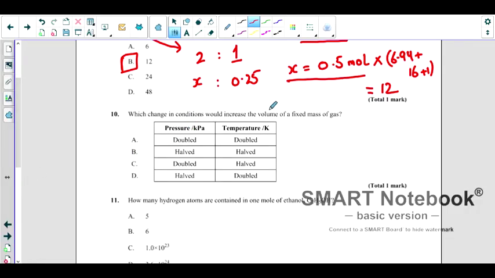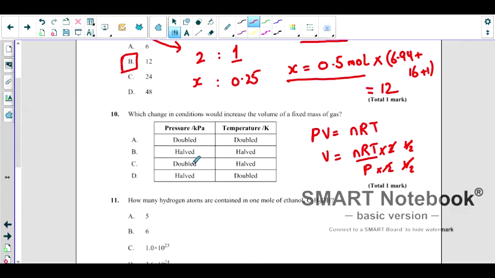What change in conditions will increase the volume of a fixed mass of a gas? Again, the question is related to gas, so you can use PV equals nRT. You are talking about volume, so volume is nRT over P. Now we want to see which of these conditions will increase the volume. If I double both temperature and pressure, it means what? I times it by 2, I times it by 2, so they will cancel. So there will be no change in the volume, right? Because they will cancel. If I do half, again half, will be cancelled with half. So again there will be no change.